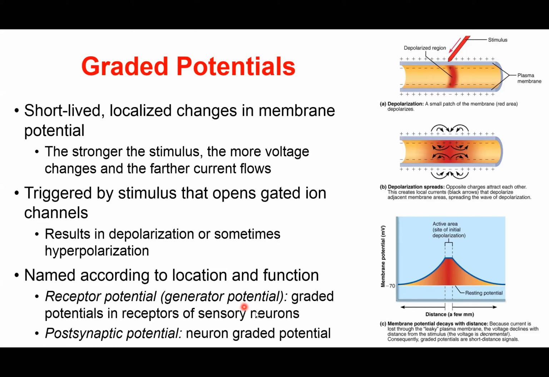The other type of graded potentials we have are postsynaptic potentials, and these are neuron graded potentials. Okay, and so we're going to talk a little bit more about that later.